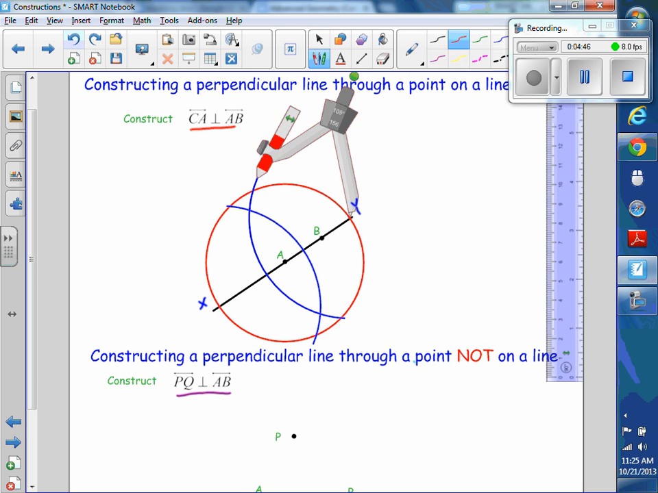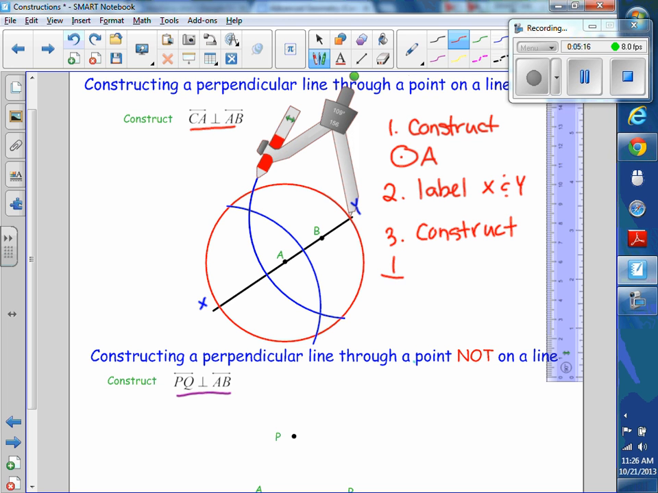So the steps that I did: first, I made a circle around A. Construct circle A. And then label X and Y. And then the third thing is construct the perpendicular bisector, which is last week's work, of segment XY. So there are your steps. Okay?